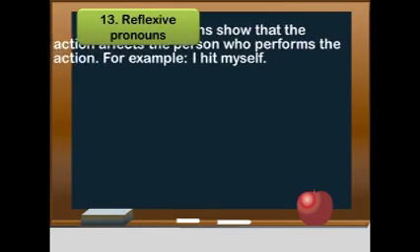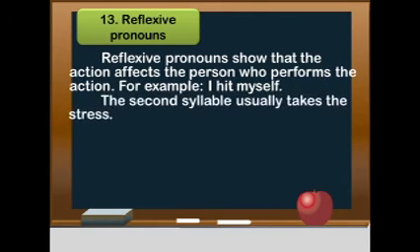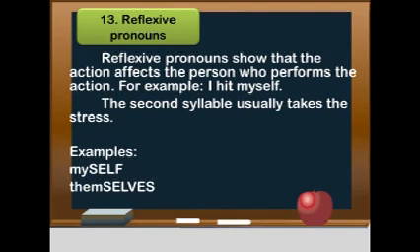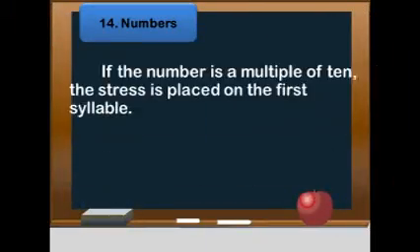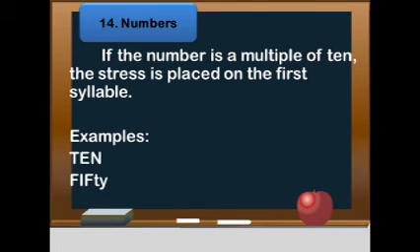Reflexive pronouns. Reflexive pronouns show that the action affects the person who performs the action. For example, I hit myself. The second syllable usually takes the stress. Here are the examples: myself, themselves, ourselves. Numbers. If the number is a multiple of 10, the stress is placed on the first syllable. Here are the examples: 10, 50, 100.